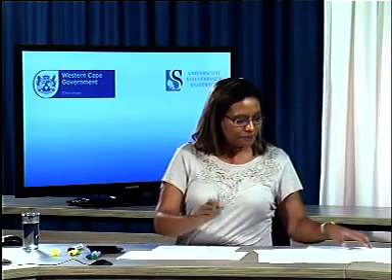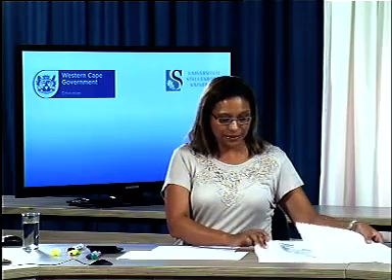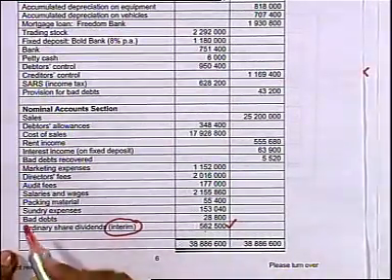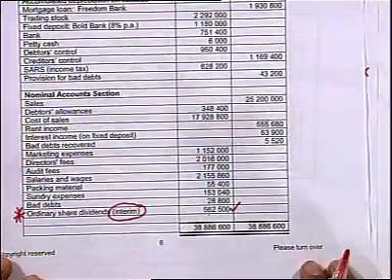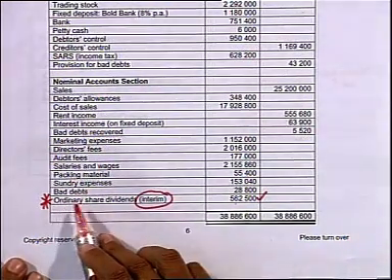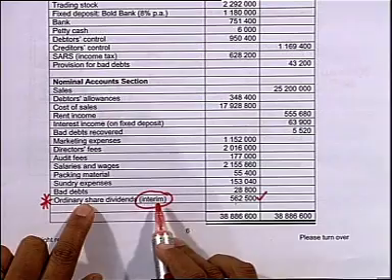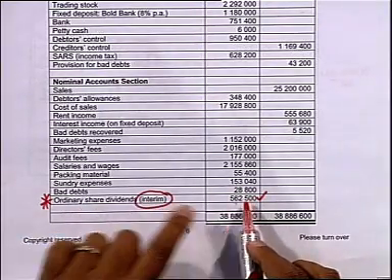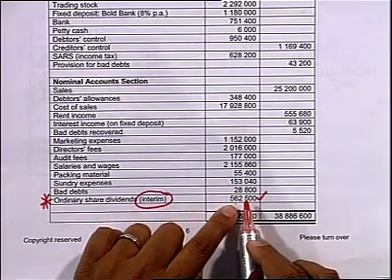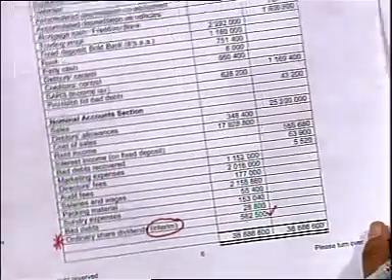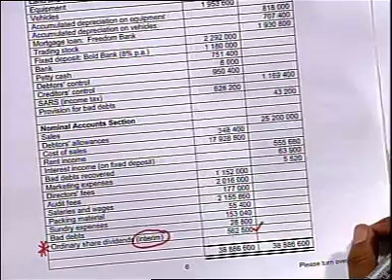Because this is the income statement that we were supposed to complete today and we don't have enough time, I want to go through one or two adjustments. This amount here is the question I'm answering: ordinary share dividends, or dividends on ordinary shares, interim. This is an expense, but I don't put it in my income statement. Let's just talk about that quickly.